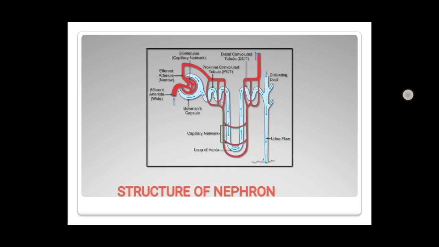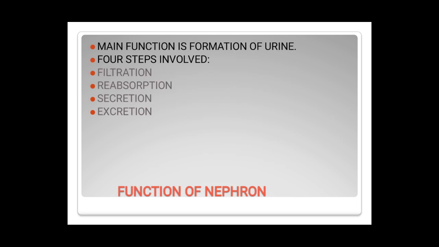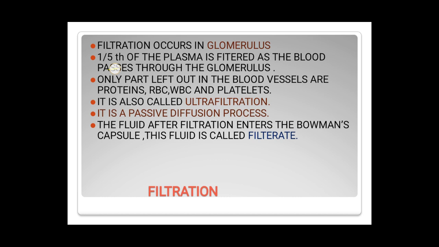Next we can move to the function of nephron. The main function is formation of urine. There are 4 steps involved. First one filtration, second one reabsorption, third one secretion, and the last one excretion. First we will be discussing about filtration.